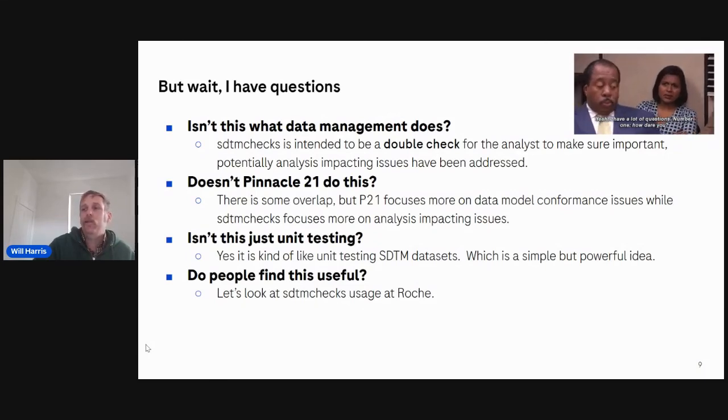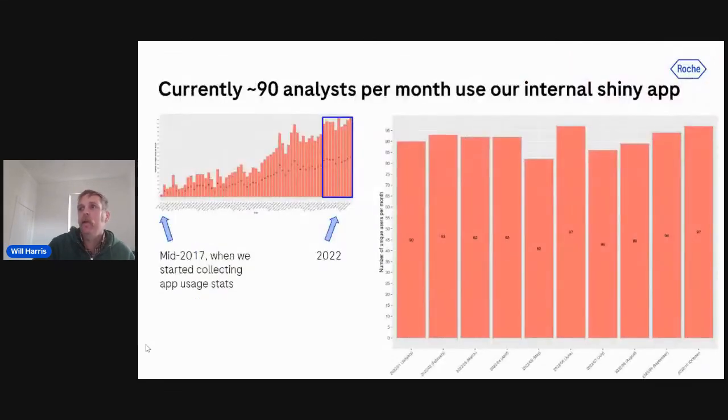And do people find this useful? So I know we're running out of time, let's quickly just look at usage at Roche. Here's some usage stats for our Shiny app. And you can see right now we have about 90 unique users per month if you look at this year. And it's been growing since we started collecting the stats.